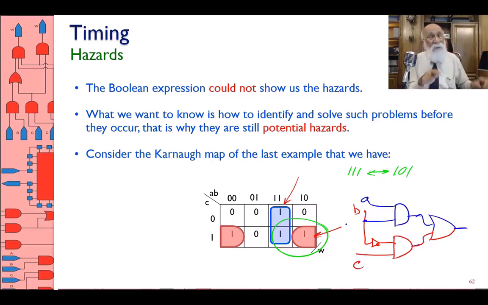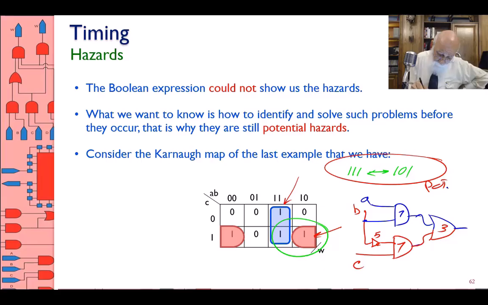If you want to do the timing, then that's a different story. Okay? If you want to do the timing, you do this. You say the blue map, corresponding to this, is 7. This is 7. This is 5. And this is 3. So this is a potential hazard.